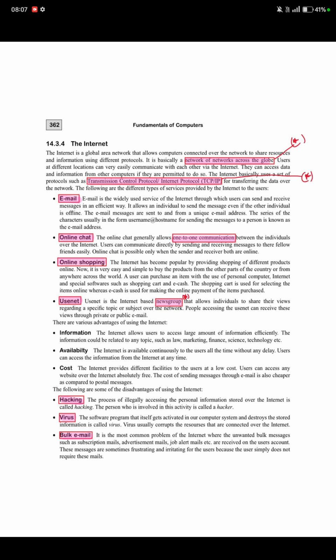Problems of the internet include hacking, which is illegally accessing personal information. A virus is a software program that gets activated in our computer system and destroys the stored information; it usually corrupts the resources that are connected over the internet. Bulk email is the most common problem of the internet, where unwanted bulk messages such as subscription mail are sent.